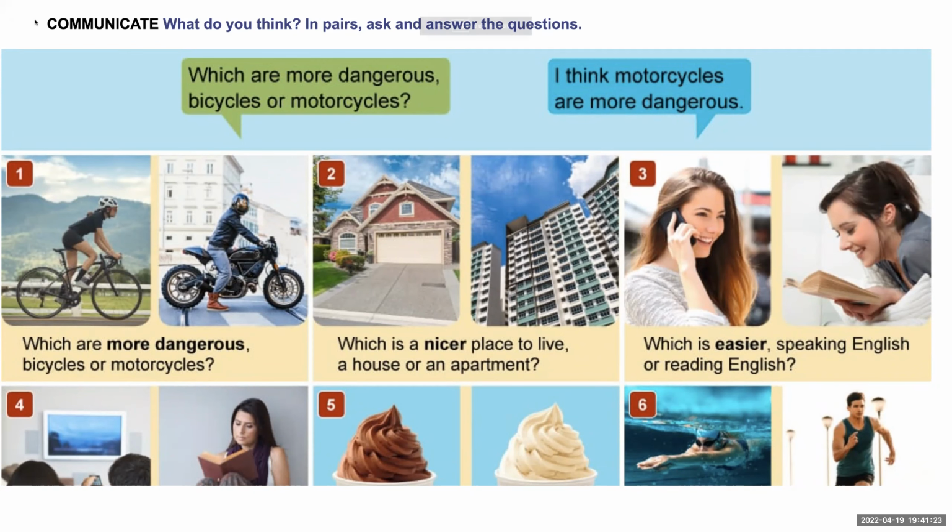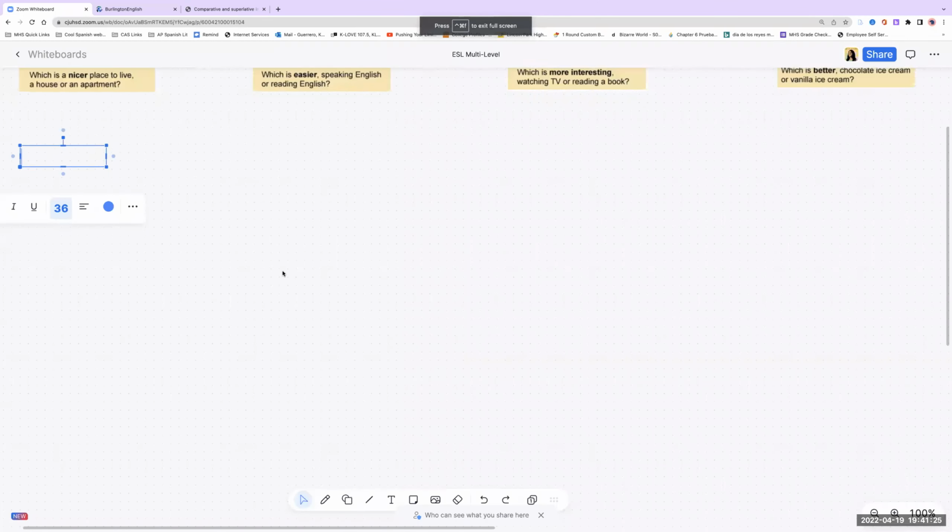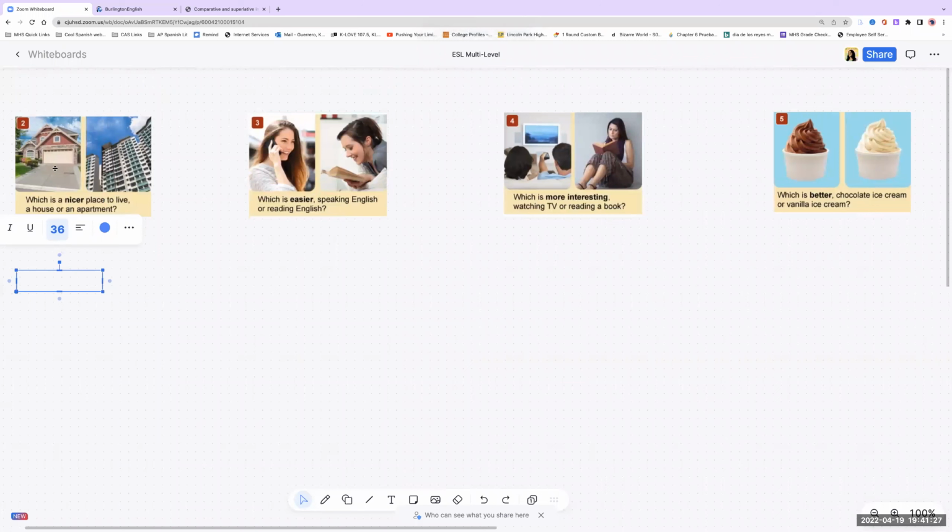So tonight we're going to go to our whiteboard. Here we have number 2, and the question says, which is a nicer place to live? A house or an apartment? Again, we're just practicing how to compare. So we are going to say a house is a nicer place to live.